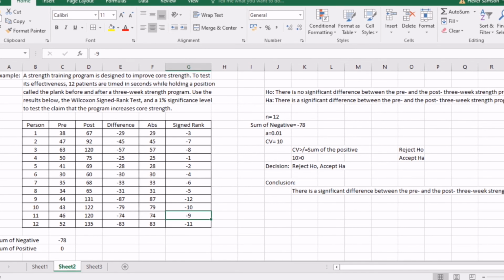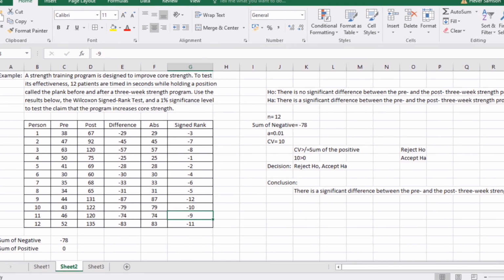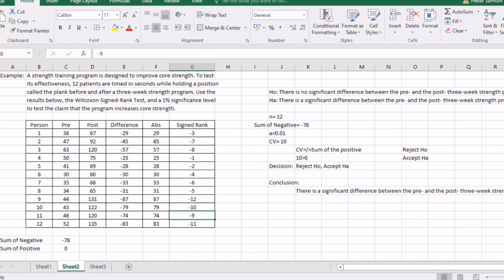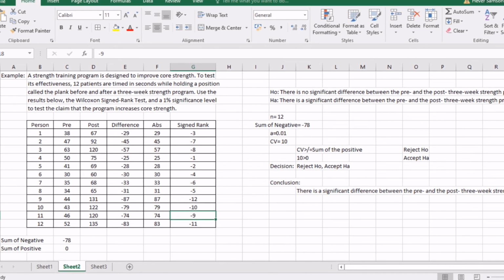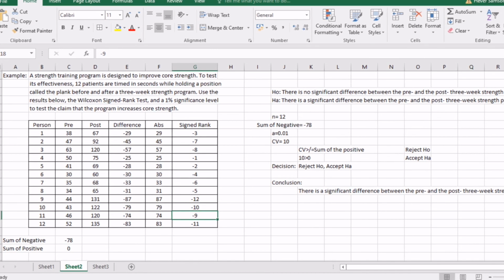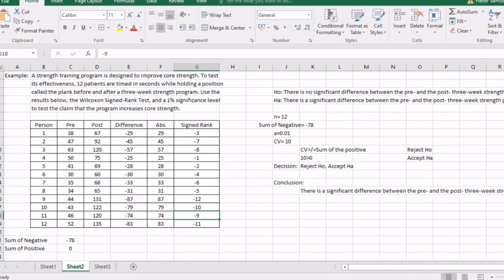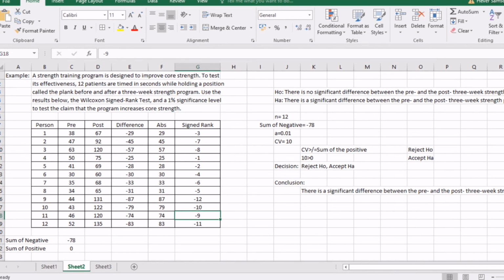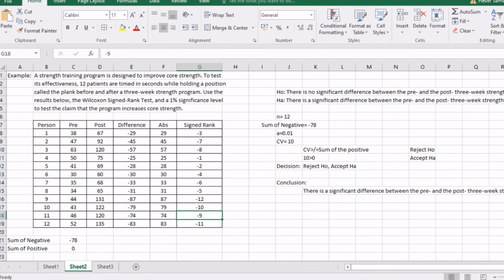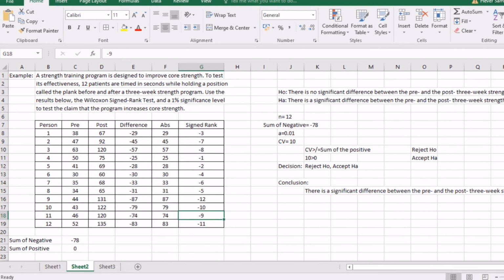And actually, from the given data, the pre and the post results, we can see that there really is a change from no strength program to the 3-week strength program. All the patients who went through the 3-week strength program really increased their strength in doing the planking. So that is how we use the Wilcoxon signed rank test.